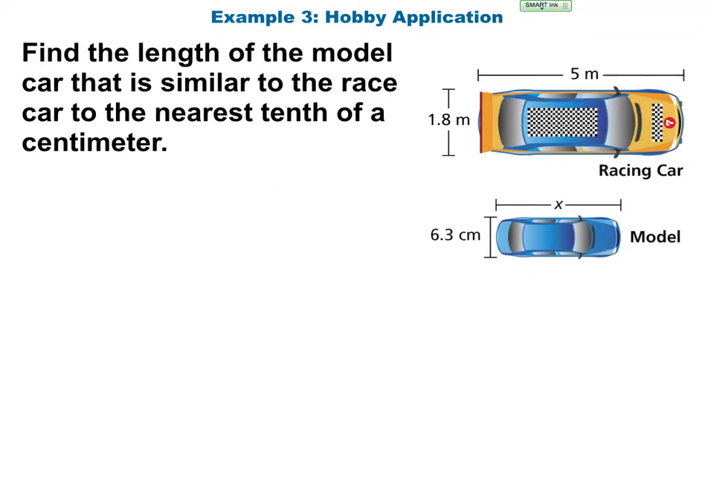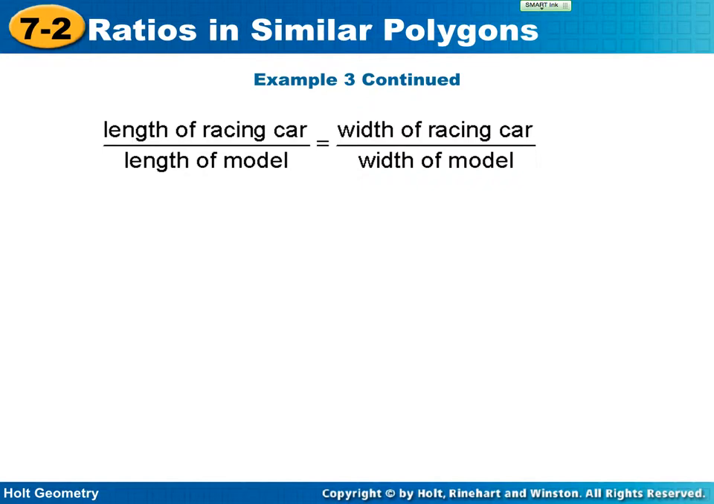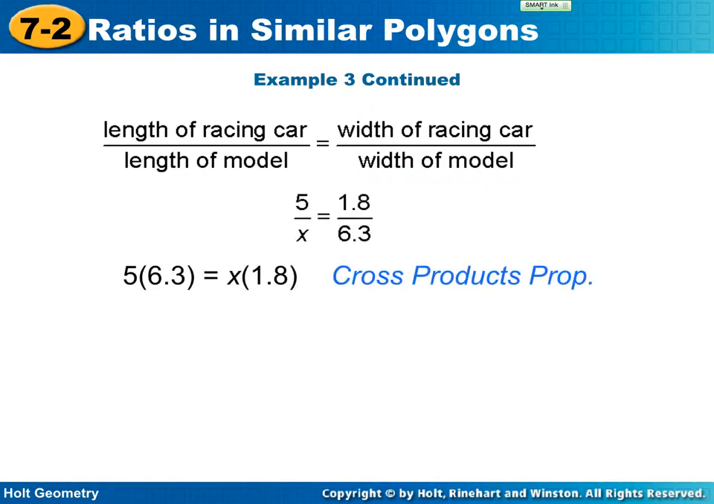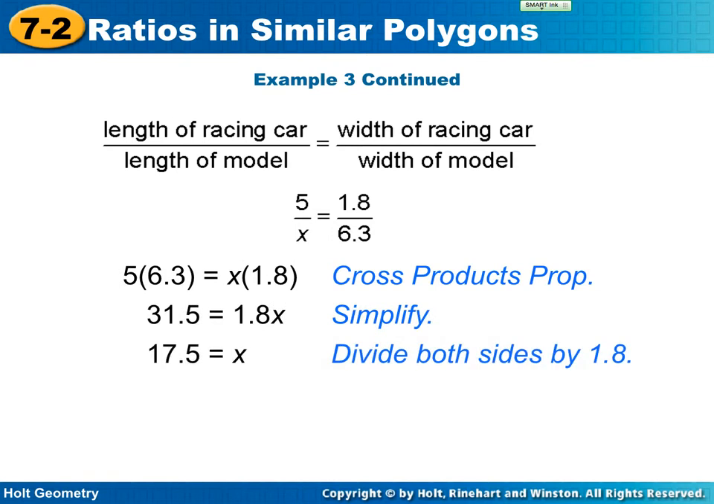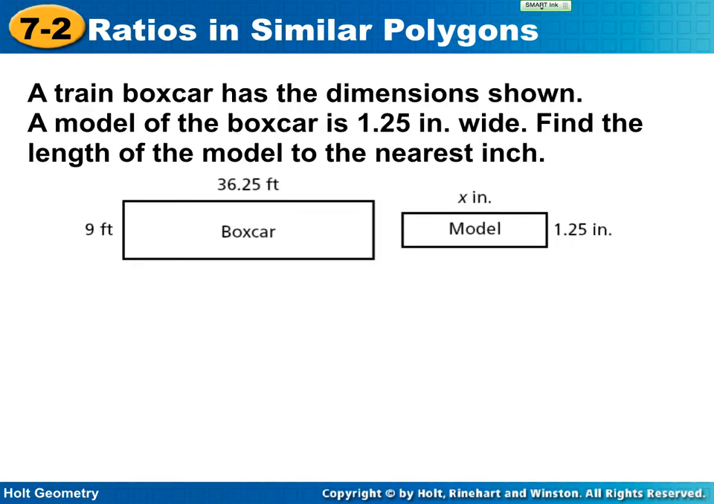Okay, let's try, I think I have one more of that type after I get through that solution. A train boxcar has the dimensions shown, 9 feet tall, 36.25 feet wide or long. The model of the boxcar is just 1.5 inches wide, I guess. That must be a top view. Figure out what the length of the model would be. I was thinking it was a side view, but it's a top view. So that's the width and the length of each car.